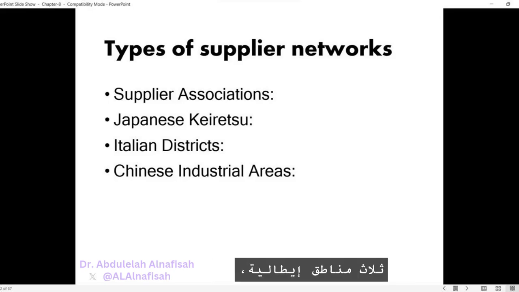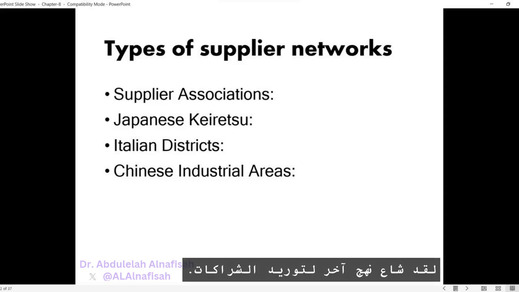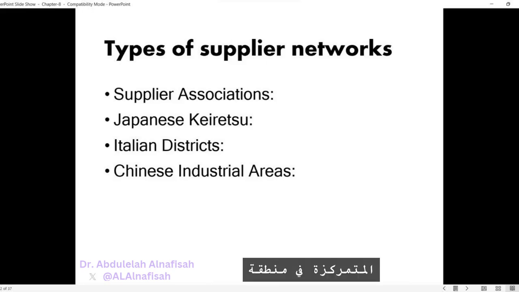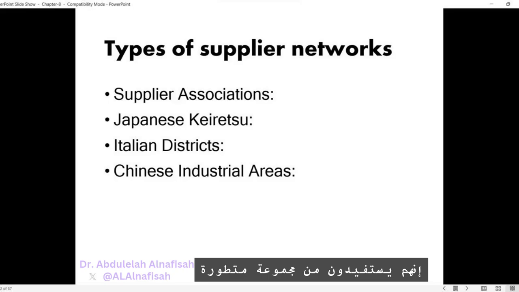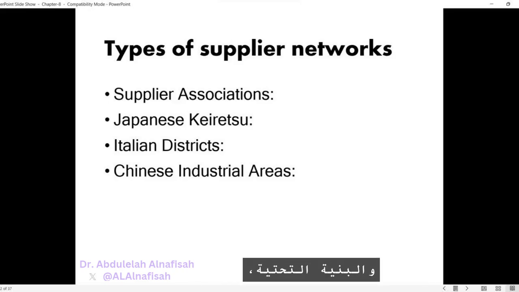3. Italian districts. Industrial districts in Italy have popularized another approach to supply partnerships. These districts comprise numerous small, family-owned firms concentrated in a specific geographic area. They benefit from a well-developed set of suppliers, support industries, and infrastructure, fostering collaboration and efficiency.